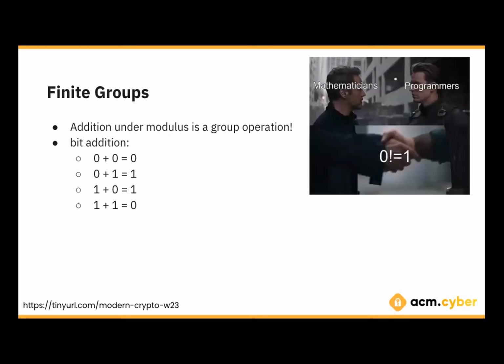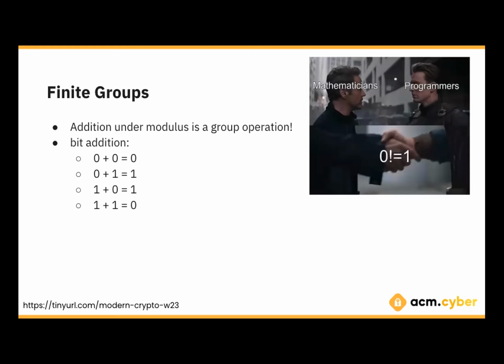So we really care about finite groups. There are infinite groups out there, like the integers, but they're not super applicable to cryptography. For cryptography, we care about finite groups. So addition under modulus is a group operation. I'll take it back to the simplest example that we know, which is bitwise addition, right? This is 0 + 0 = 0, 0 + 1 = 1, 1 + 0 = 1, and 1 + 1 = 0. You can see that this uses the set 0, 1.